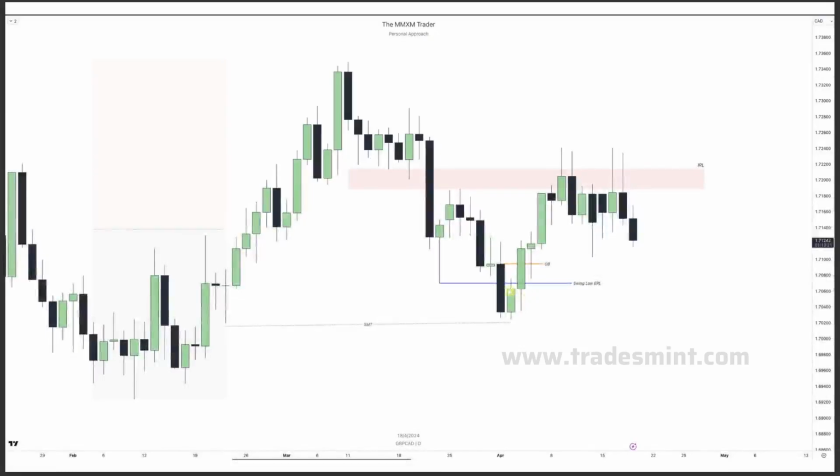Now, after this SMT happened and external range liquidity, we have an order block formed, which is a change in the state of delivery. You can see price dips back into it after it closed above it, and then continues up into that internal range liquidity pool, which is the weekly fair value gap.